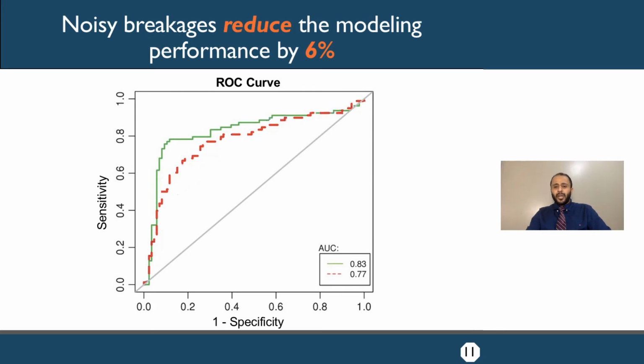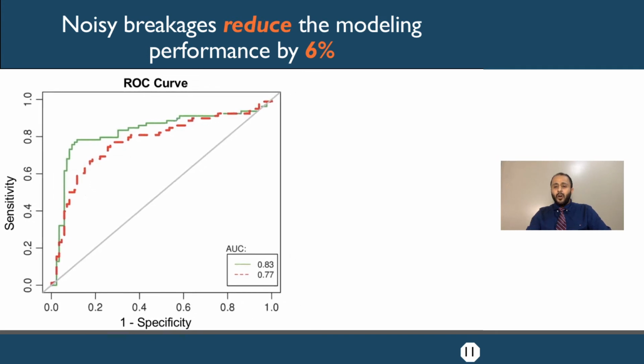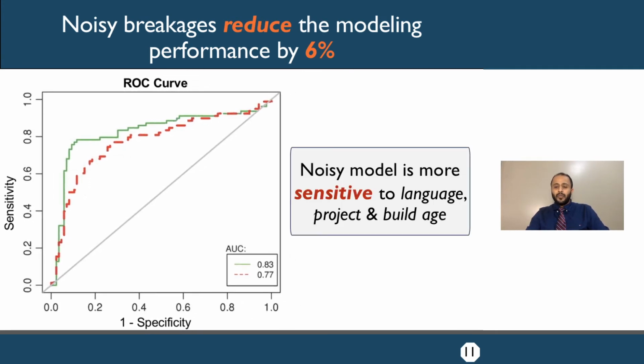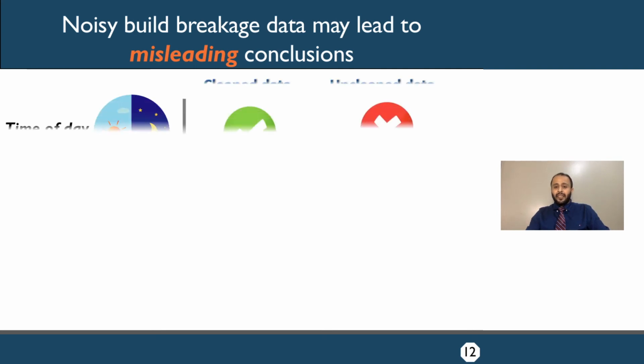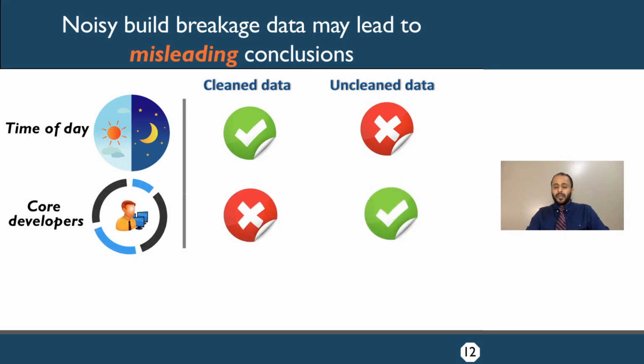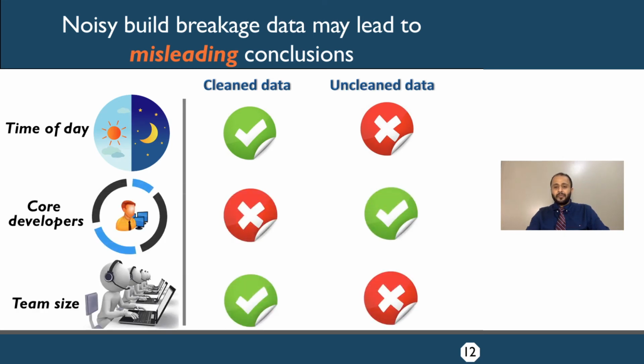When modeling build breakages without the noise, we observe an enhancement to the modeling performance, AUC, by 6%. And we find out that noise could make models sensitive to the language, project, and build age. We also found that noise can lead to misleading associations between build breakages and other variables like the time of day, core developers, and team size.